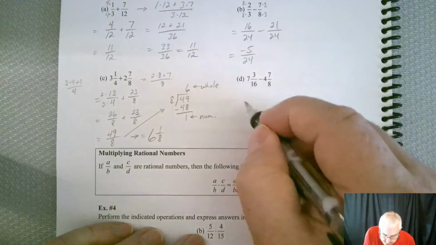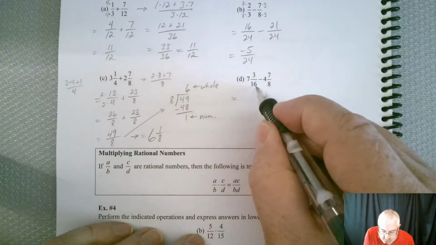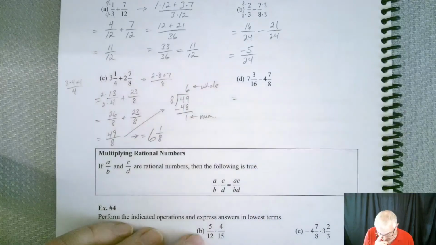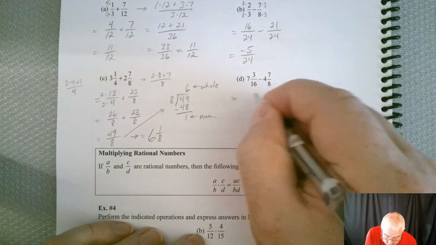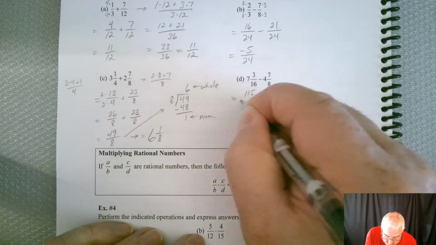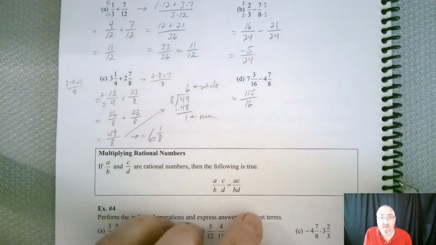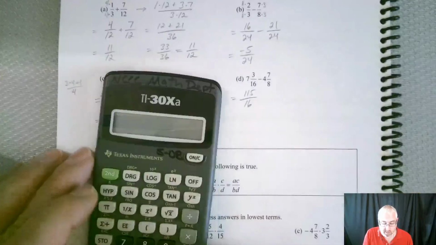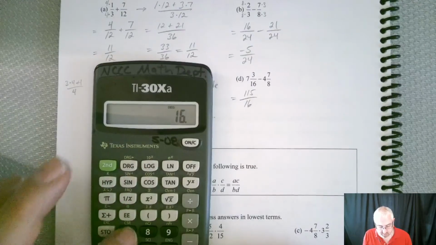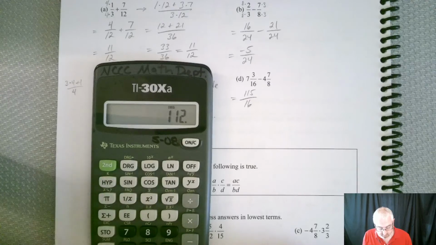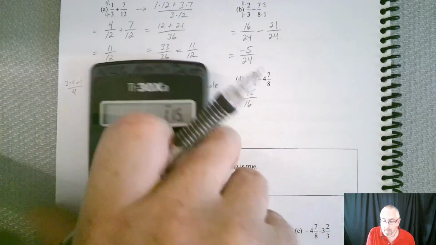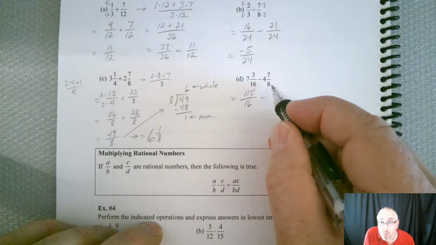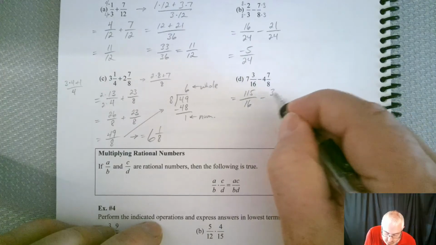So if we multiply first, 7 times 16 is going to be 112, plus the 3 is 115. So 115 over 16. And again, if you're not sure, dig out your calculator and check. 16 times 7 equals 112, plus the 3 equals 115. So we're good. All right, same thing over here. 4 times 8 is 32. 32 plus 7 is 39.